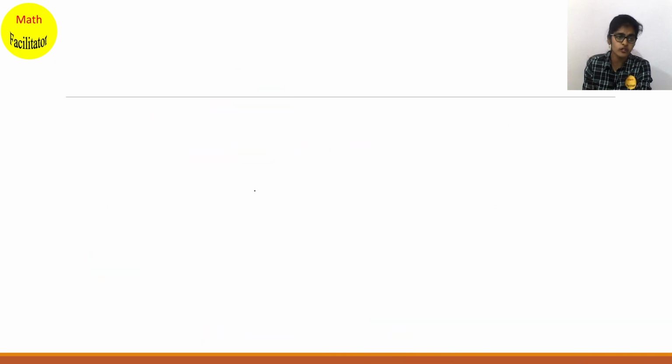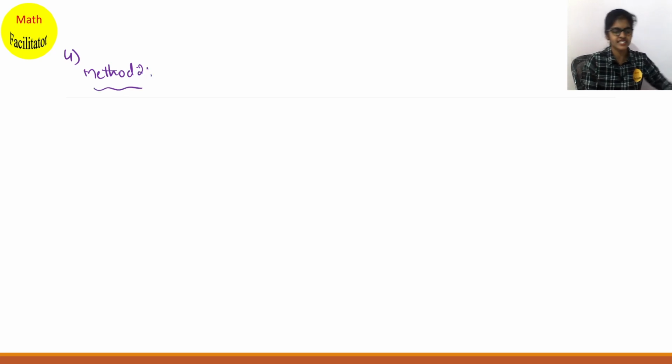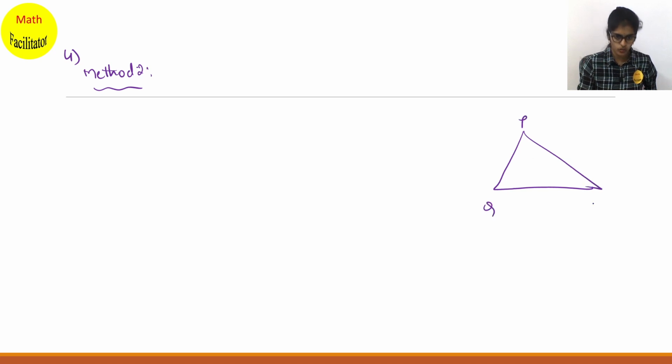If you don't want to use this proof, so fourth problem, method 2. How will you do? You will derive the proof and then use the same statement you had to derive. So how will you derive? Just see. You have this triangle PQR and M is the perpendicular. So P is also 90 degrees.